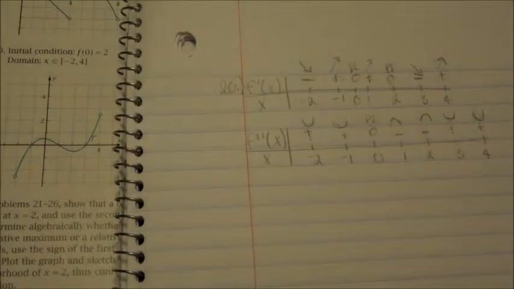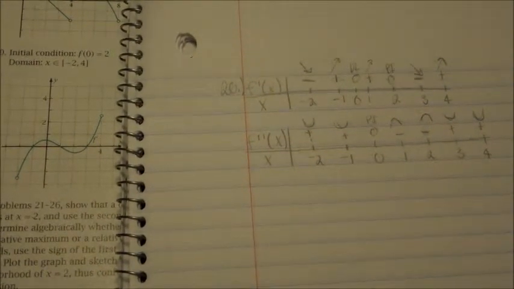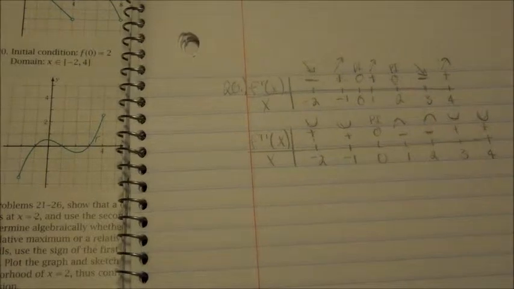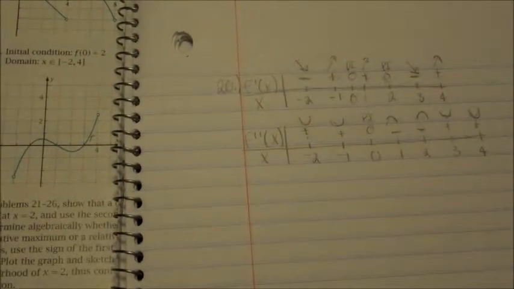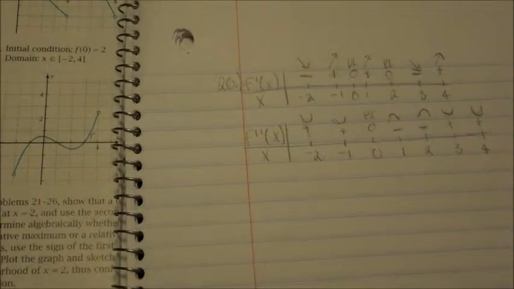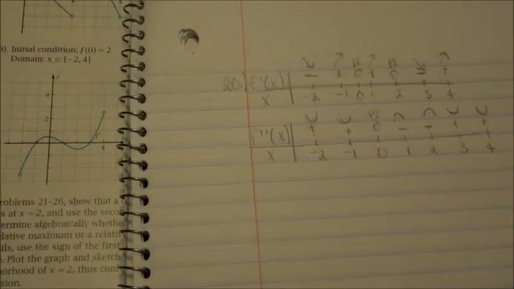And then for the second derivative, that is based on slope. So between -2 and -1, the slope is positive, so it will concave up. The same thing between -2 and -1. At 0, it is a slope of 0, so it's a point of inflection.